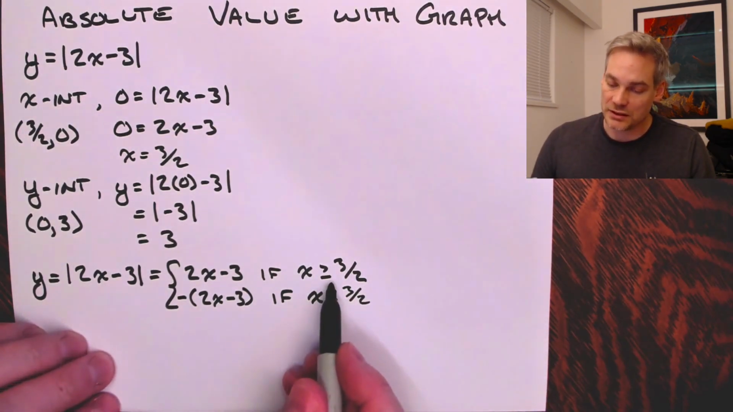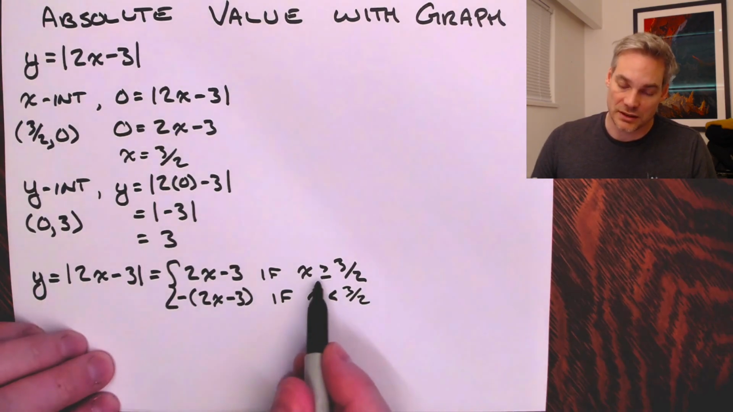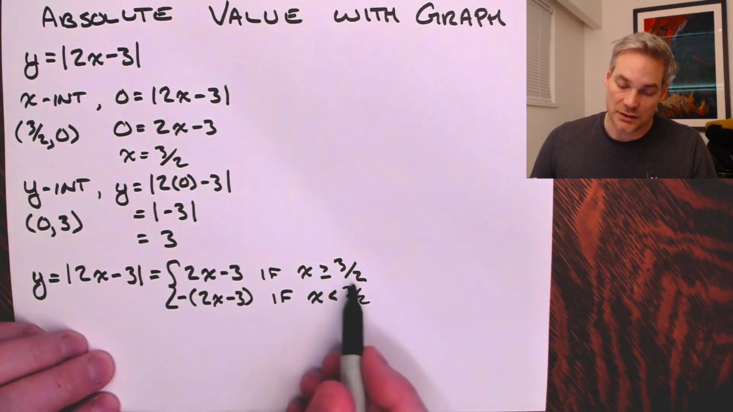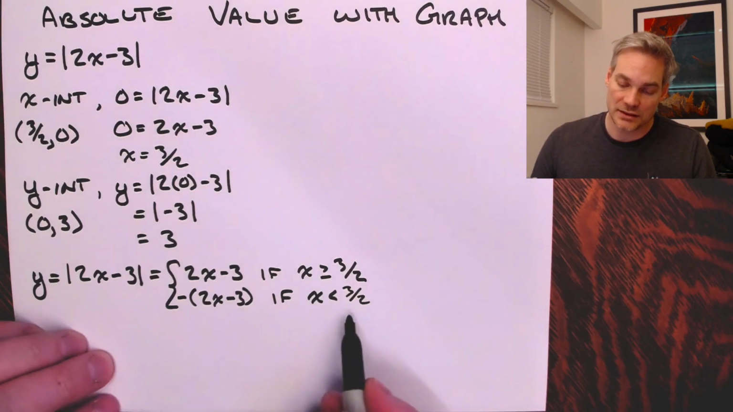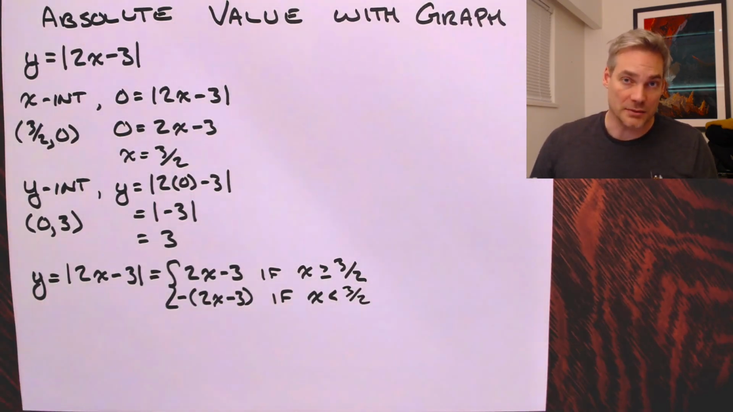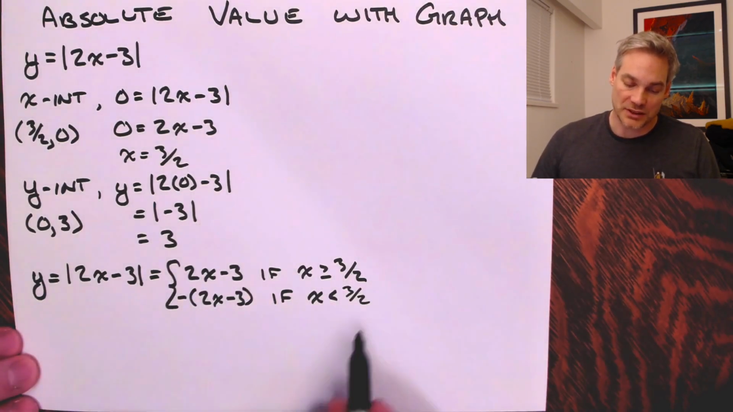Now, notice how here only one of them has the equality sign. The x is greater than or equal to, and this is only x is less than. You just have to arbitrarily choose which one you want to have it. So now I've written a piecewise function for it.